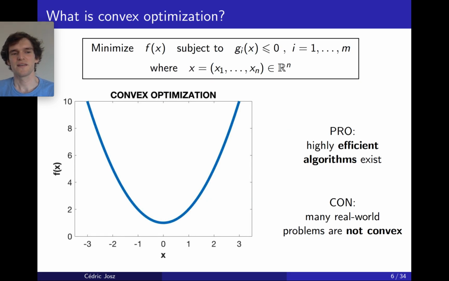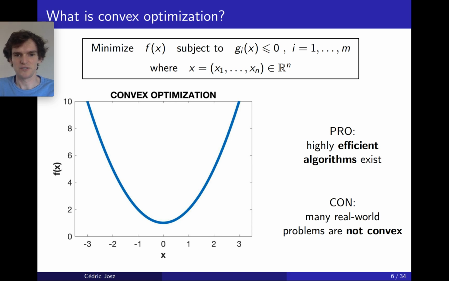Okay, so we need to step back a little bit and consider convex optimization as kind of a backstory for this. So what do we mean by convex optimization? We're minimizing a function f of x subject to some non-negativity or non-positivity constraints, g_i of x. You have m constraints here. And x, your decision variable, is basically a vector of n real variables.